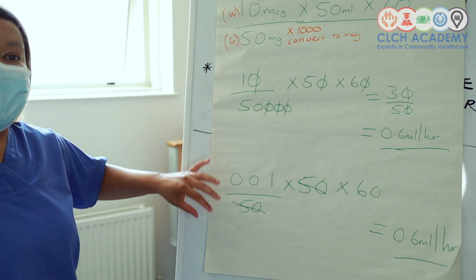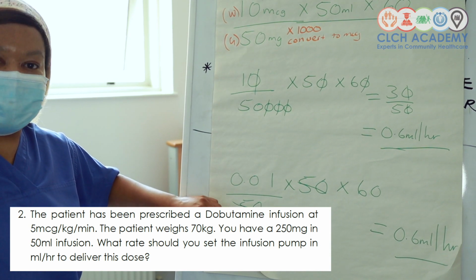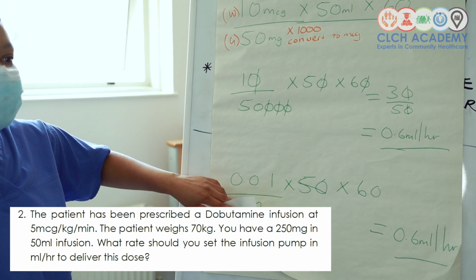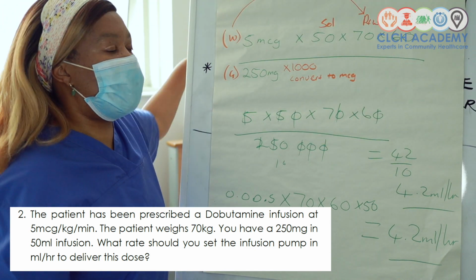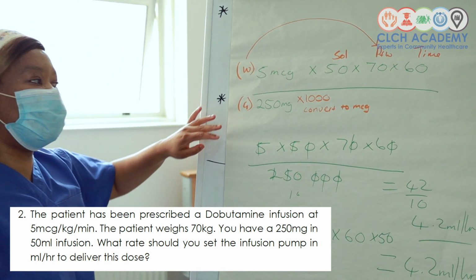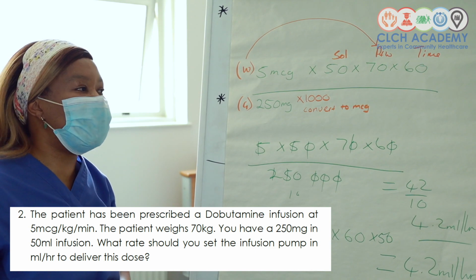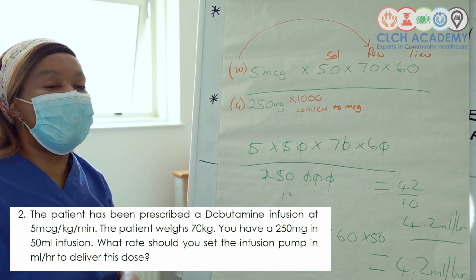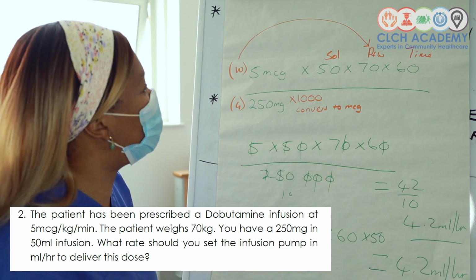We're going to do another similar question. However, now we're going to focus on an added component of weight. So your patient has been prescribed 5 micrograms of dobutamine. You have prepared a 250 milligram in 50 ml solution. Your patient weighs 70 kilos. And the question is, what is your infusion rate in mils per hour?